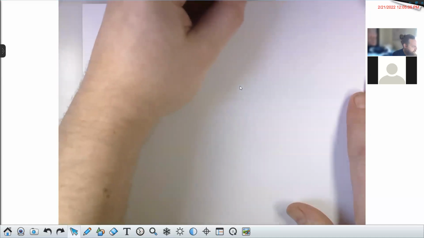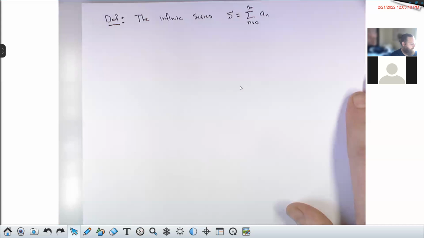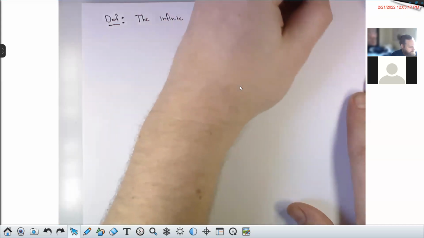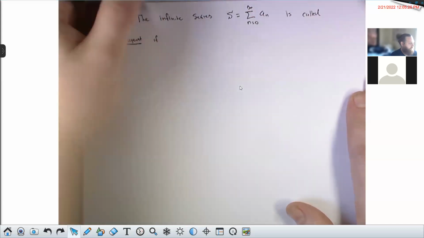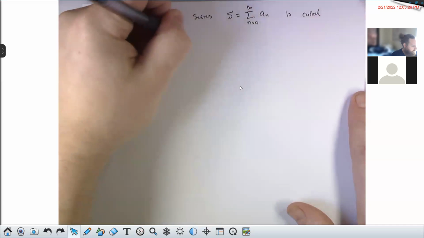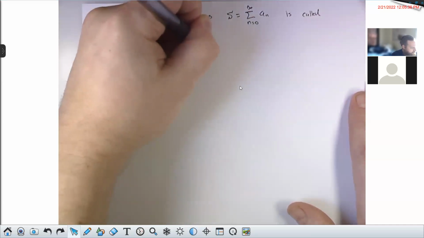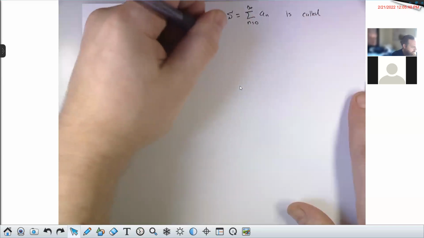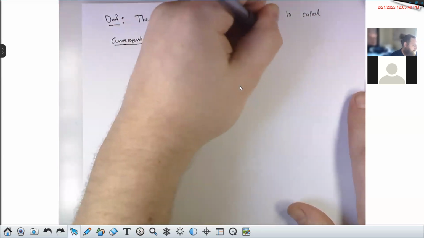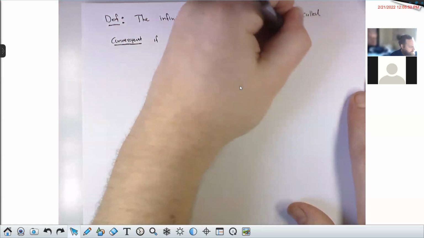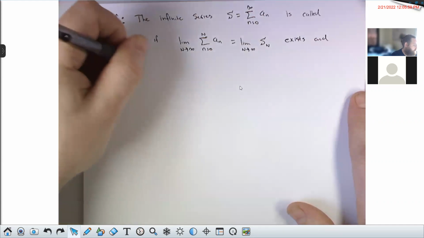The infinite series S equals sigma n from 0 to infinity, but it could be from wherever to infinity, is called convergent if the limit defining it, and this thing, remember, is the limit, we could call it just limit N to infinity of S of capital N, exists and it's finite.